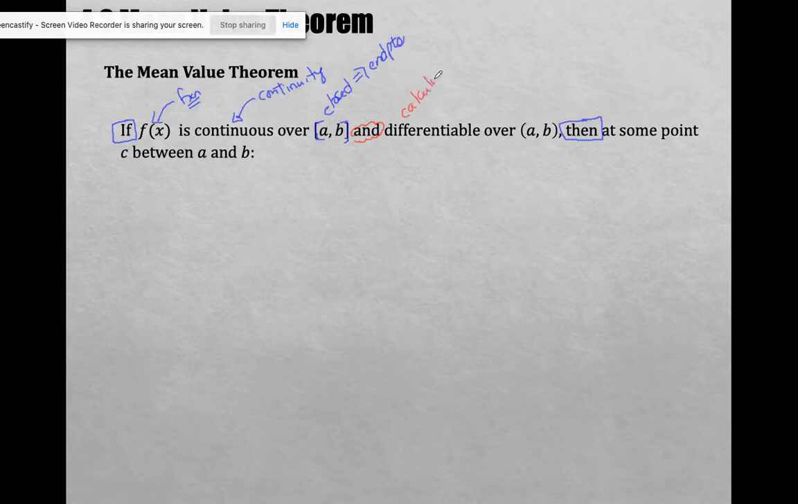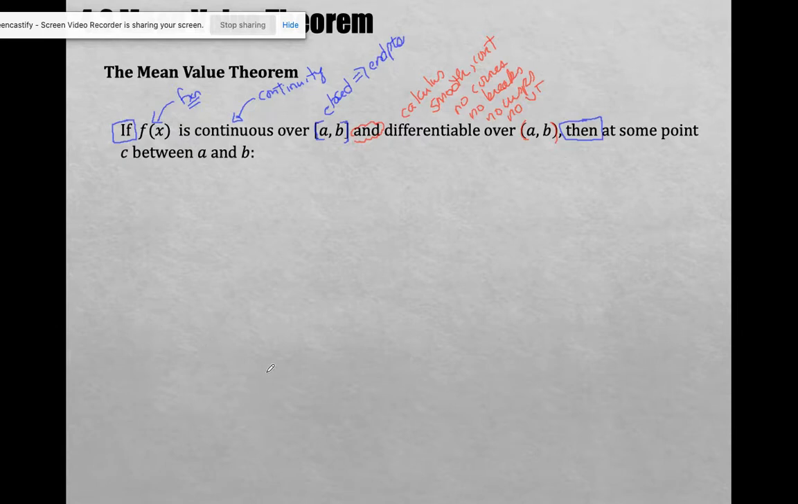There's your calculus piece. To be differentiable, remember what that means? Smooth, obviously continuous, we already said. No corners, no breaks, no cusps, no vertical tangents. On the open interval, right? So they don't care about the endpoints for the differentiable part. I just have to be differentiable on the inside. Doesn't matter whether I'm differentiable or not at the endpoints.